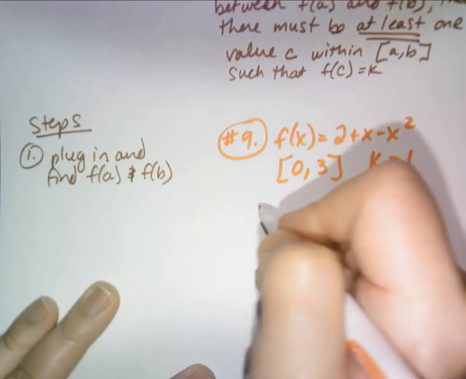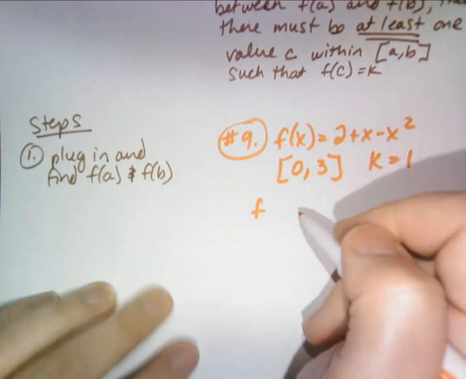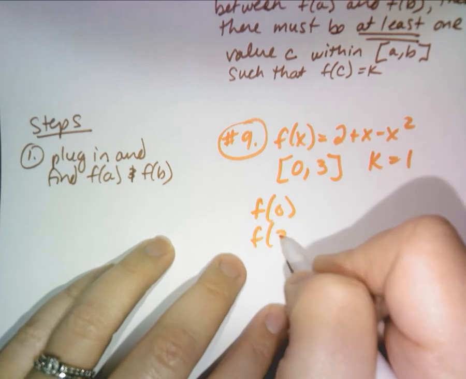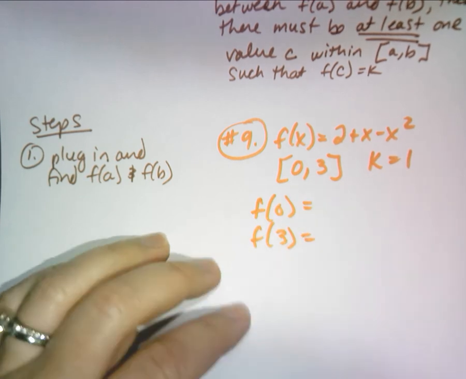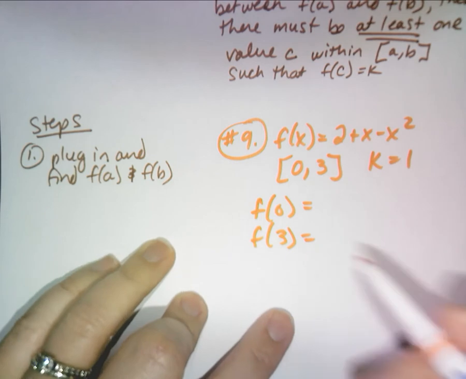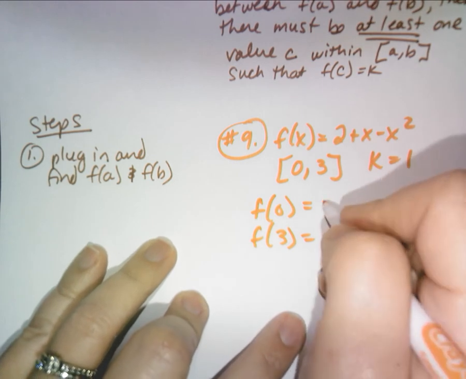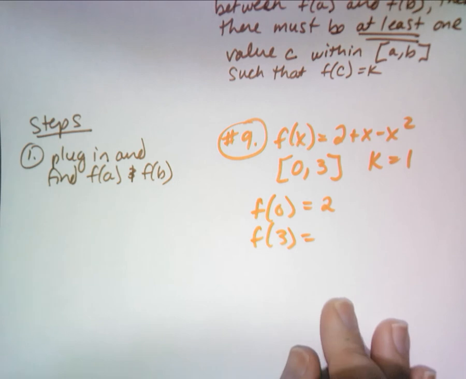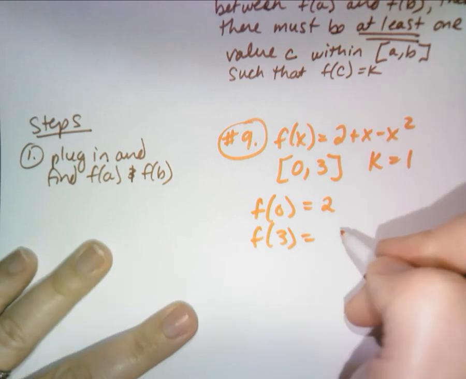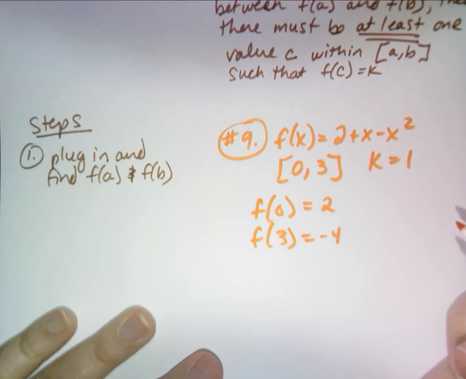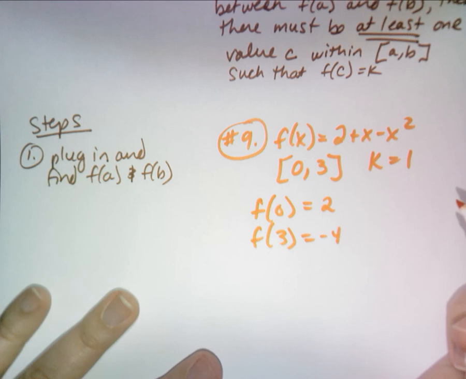So what would be my f of a? What would I plug in? F of 0 and f of 3. So find those now for me right now. Plug in 0, what do we get out? 2, is that right? And plug in 3? Negative 4, yeah, I think that's what I have. Everybody got that? Okay, now, here's the thing.